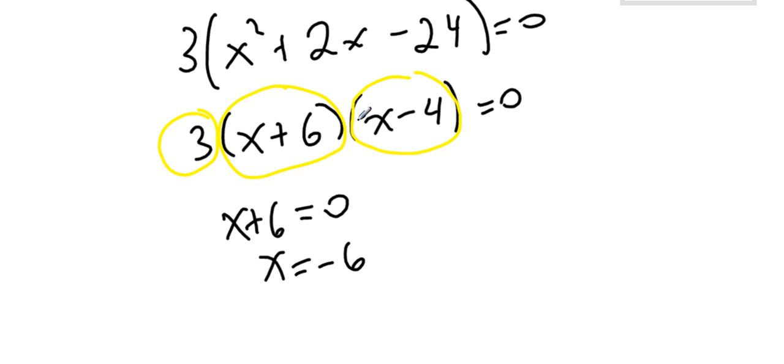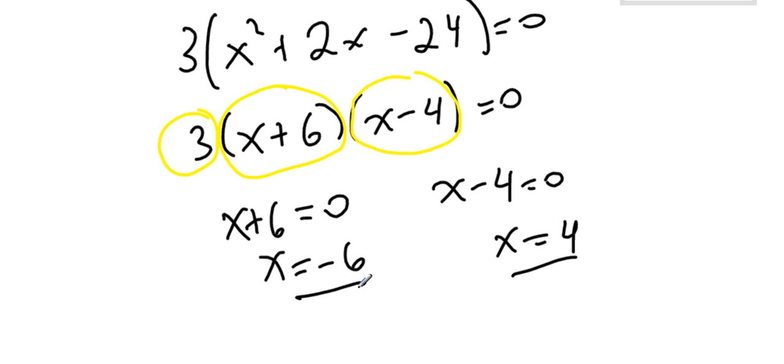Same idea now if I go to this third bracket in yellow. If this bracket was 0, I don't care what this says or this, because 0 times anything is 0. So x minus 4 equals 0, so that means x equals 4 is a possible solution. Those are the exact same answers you would get if you had used the quadratic formula. I just decided not to. So I get 2 possible answers.